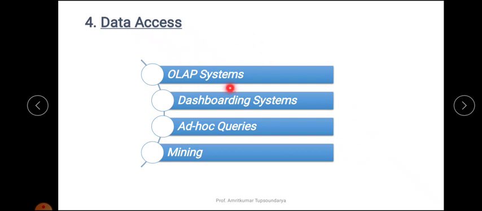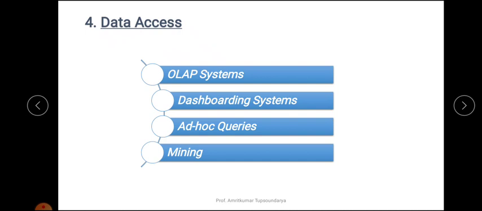Now OLAP stands for online analytical processing. But before that, the data from the data warehouse can be accessed for many purposes. There can be many different reasons why to access the data, by many different users at any level in the organization. So the data warehouse can be accessed for many purposes by many users through different devices and systems.